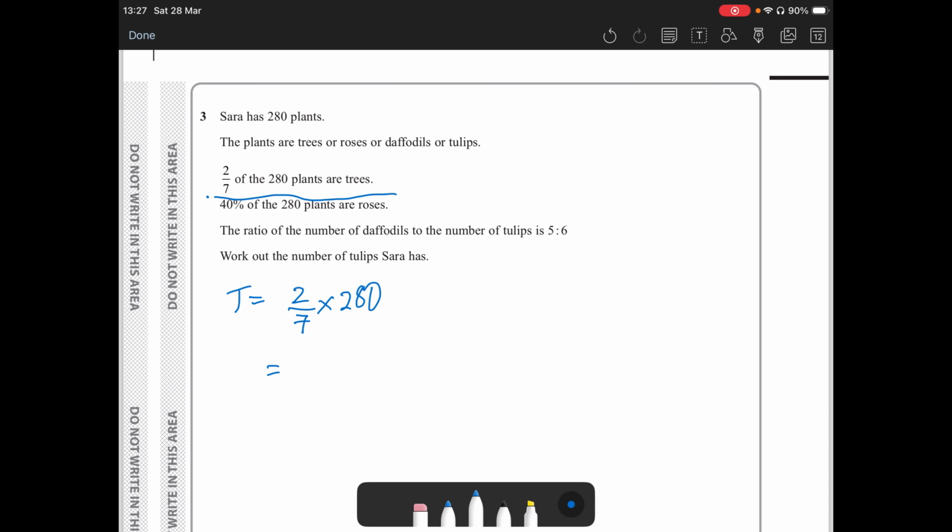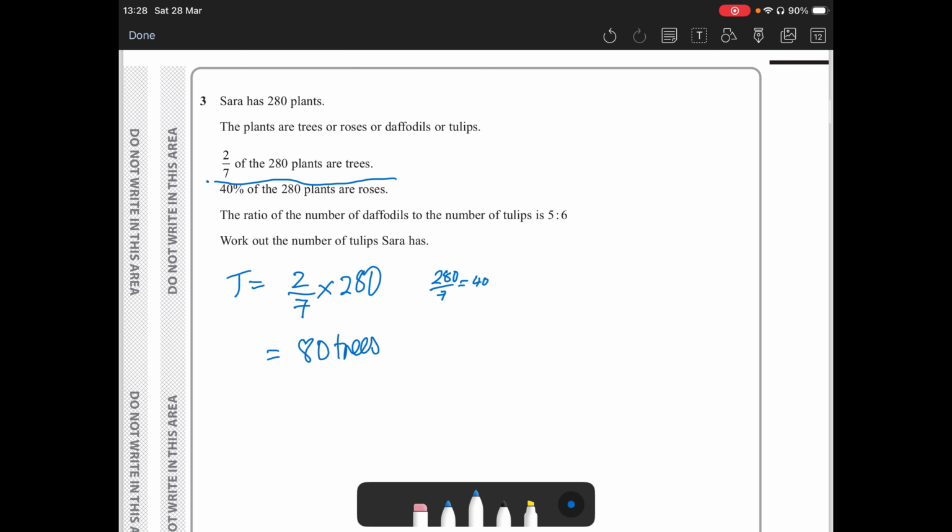And to deal with these sort of questions, you divide 280 by the denominator, times by the numerator. So we'll do just that. 280 divided by 7 will be 40. And then we times by the numerator, which will be 2, so 80. There are 80 trees. Nice.